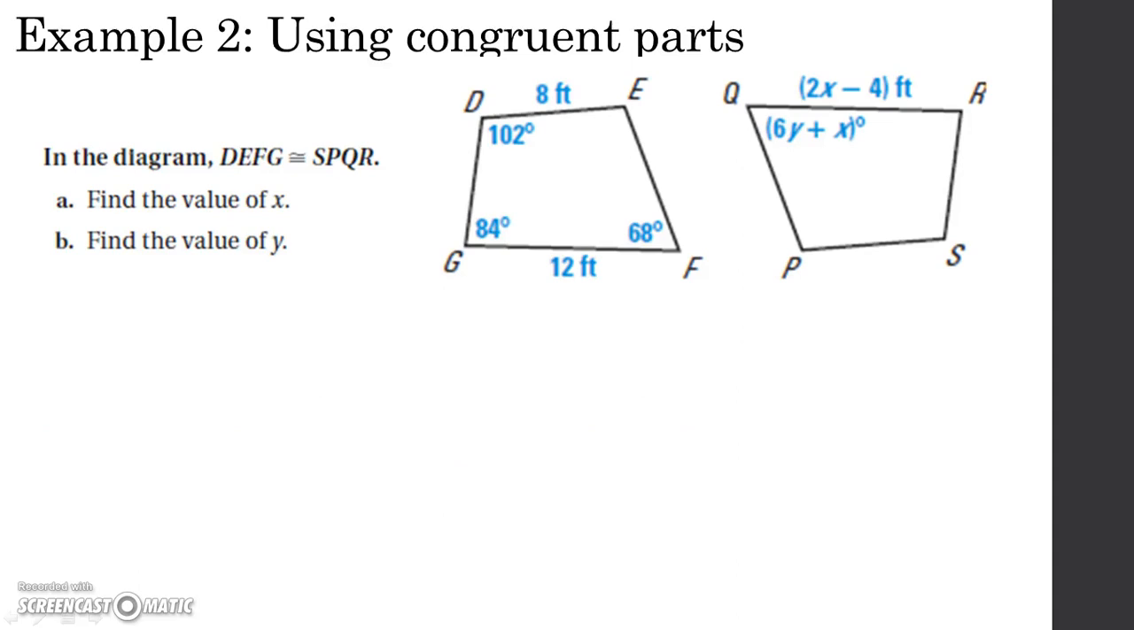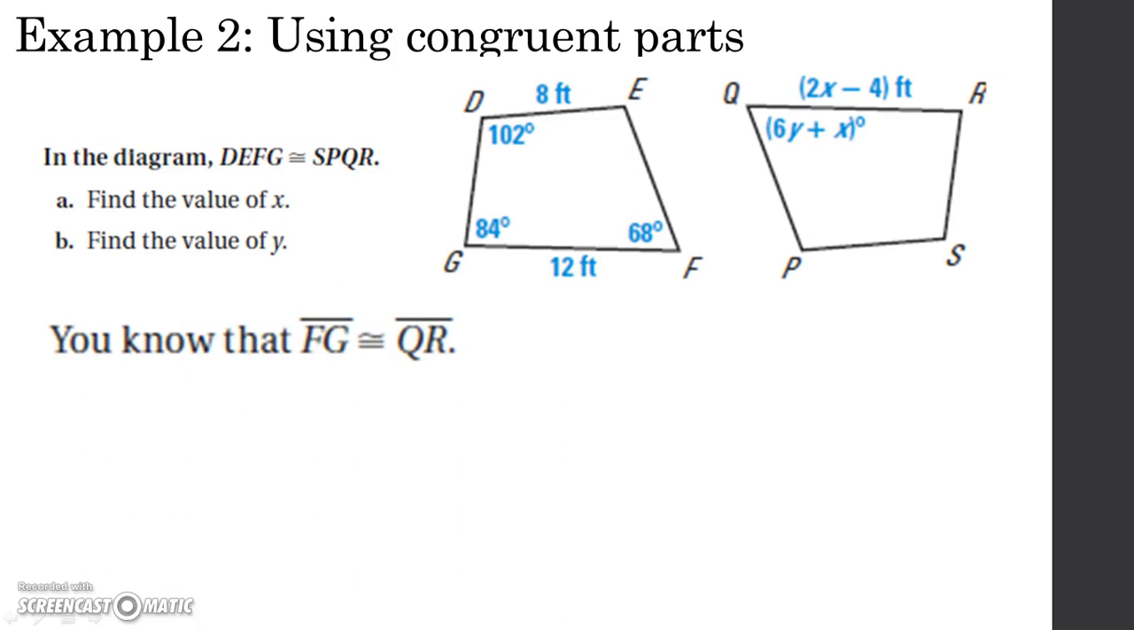Our next example here, we're using congruent parts in order to solve for x and solve for y. We first look at where the x value is, and we have 2x minus 4 on QR. We look at our congruent statement. QR is the last two letters, and in the other figure, the last two letters are FG. So QR is congruent to FG.